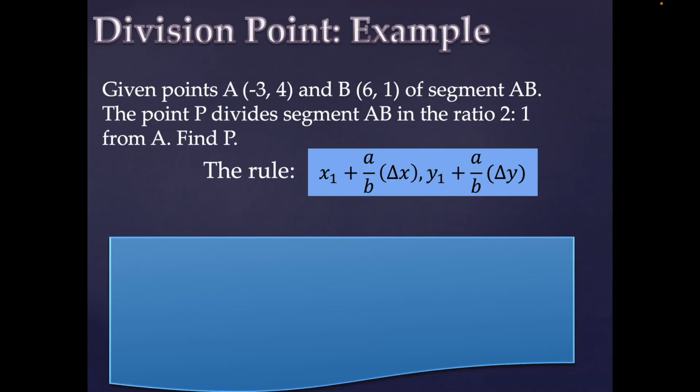Here's an example that I would like you to try on your own by pausing this video. If I give you the points A(-3, 4) and B(6, 1) of a line segment AB, and I tell you that the point P divides the segment into a ratio of 2 to 1 from A, are you able to find the point of division P using the rule on the screen? I encourage you to pause this video, and when you are ready, press play so I can show you the answer.